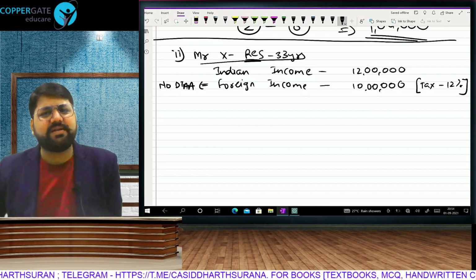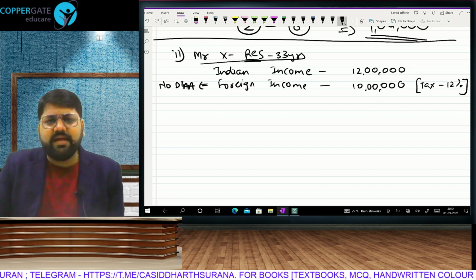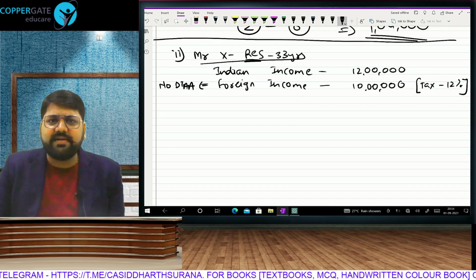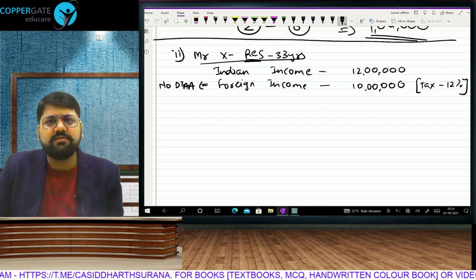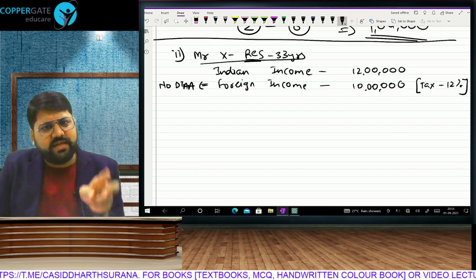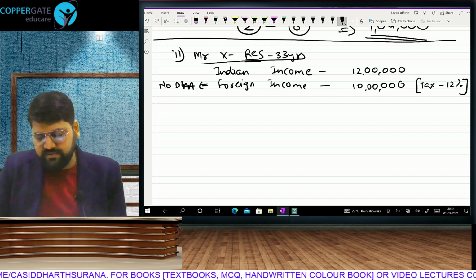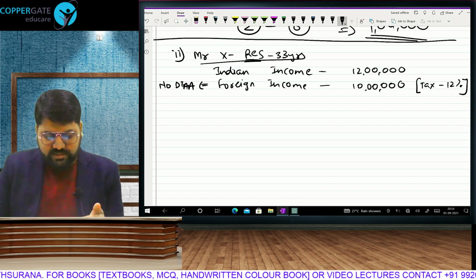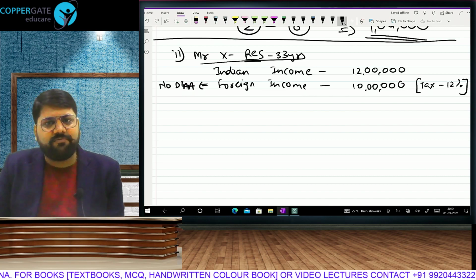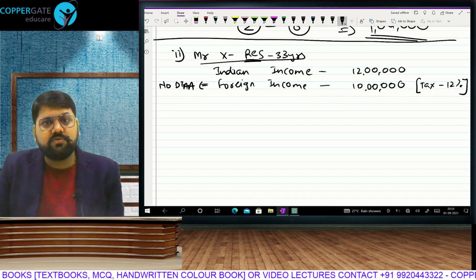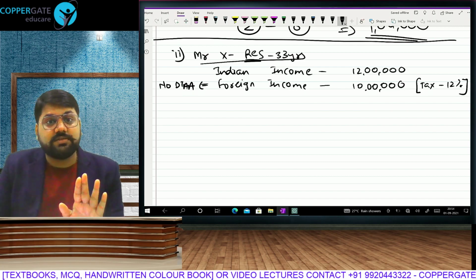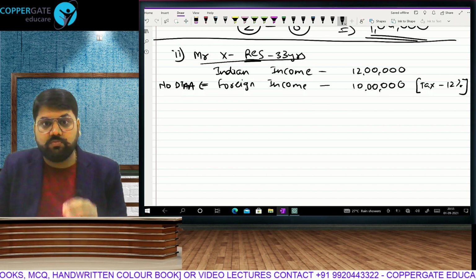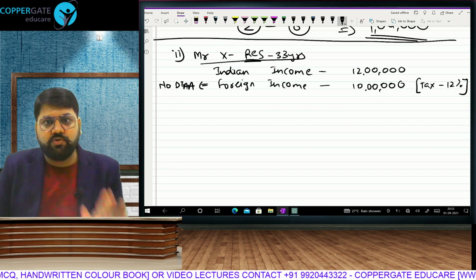First, let's see if double taxation has taken place. Indian income of 12 lakh rupees. Will it be taxable in India? Because residence is also there and source is also there. Very good. By the way, let's still talk about 12 lakh. Is it taxable in the foreign country? No, because neither residence nor source, both are in India only. So till now there is no double taxation.